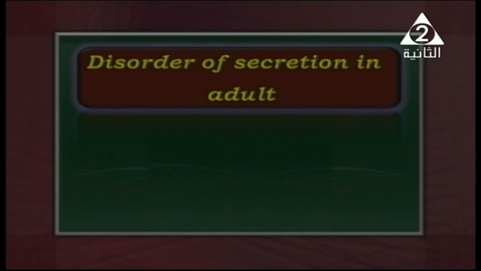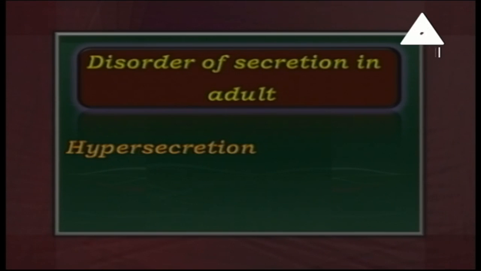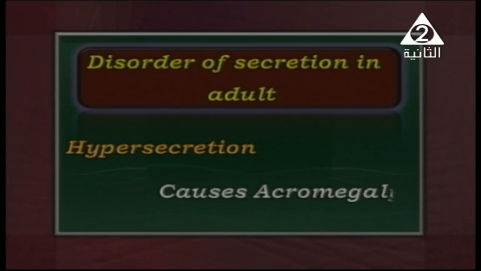Disorder of secretion in adults. Well, we have only the hypersecretion, and that causes acromegaly. What does acromegaly mean? Actually, acromegaly has some symptoms, and they are very clear. Again, they happen by increasing, or hypersecretion, of the growth hormone during adulthood, okay? When you are already an adult, not in childhood, okay?